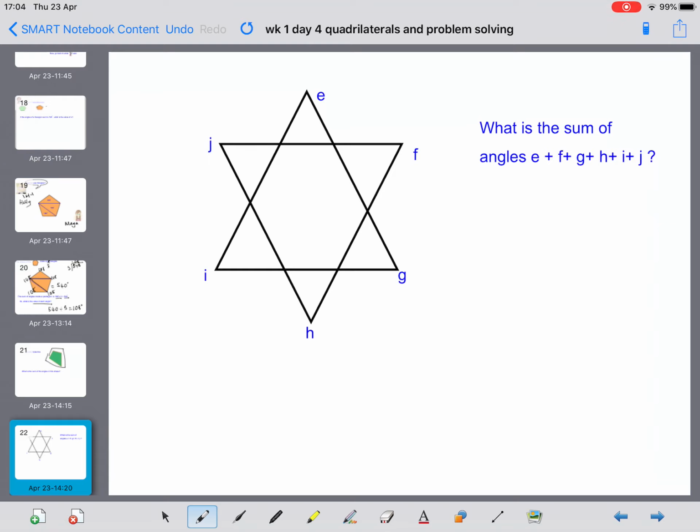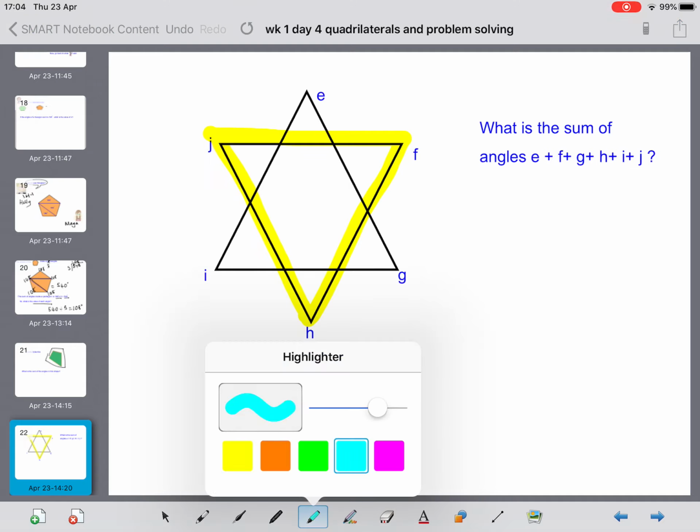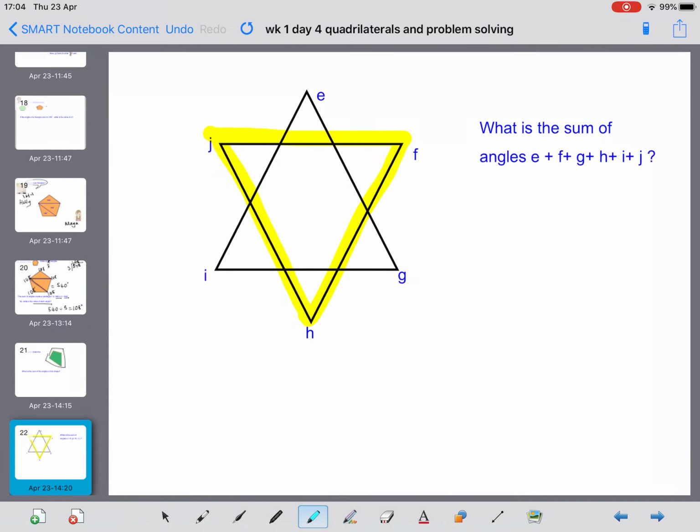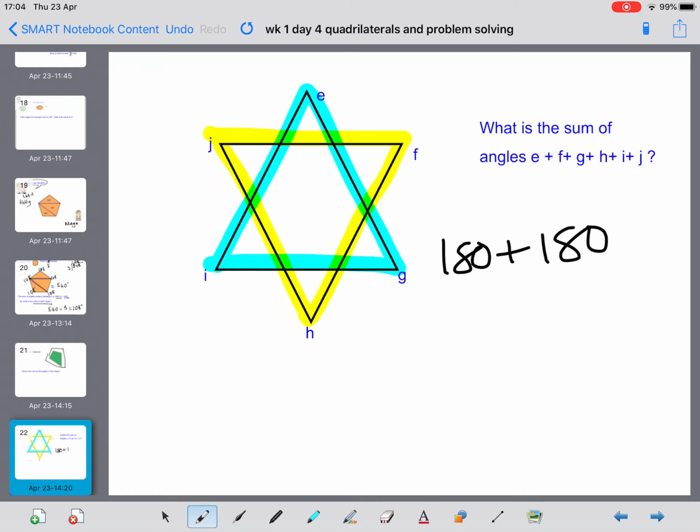So have a look at this one. What is the sum of angles E, F, G, H, I and J? So what can you see there? Well, hopefully you can see a triangle here and a different triangle here. So two triangles. The angles of a triangle add up to 180. There are two of them. So 180 add 180 is 360 degrees.